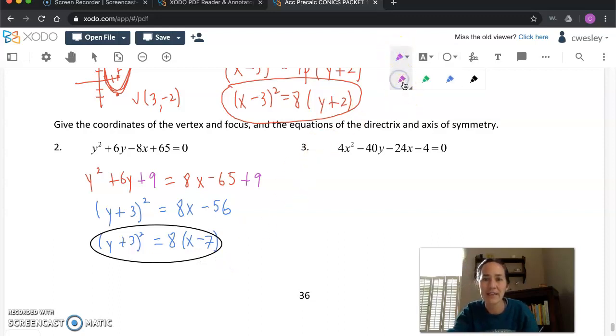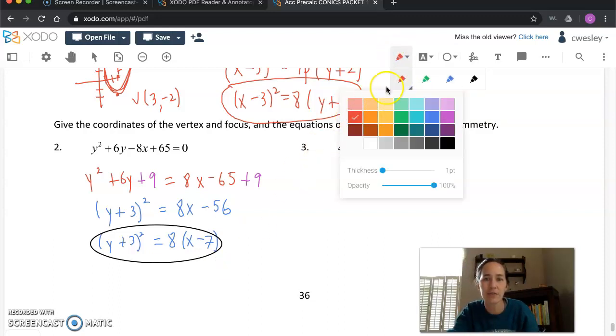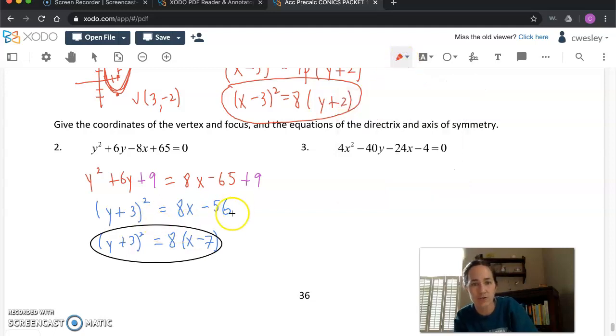And I can easily, if somebody needs it, give them the vertex, focus, directrix, and axis of symmetry. So let's just list those coordinates. Vertex, right? H comma k. Focus, well, I would need p for that, right? In this one, 4p equals 8.